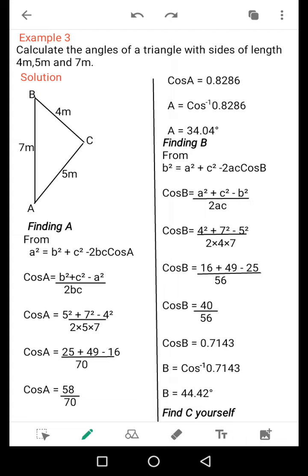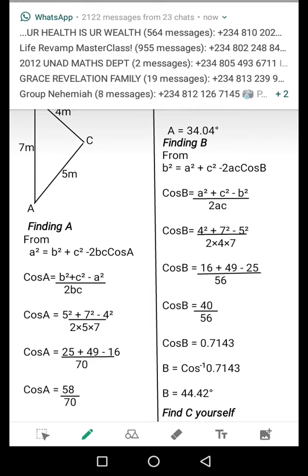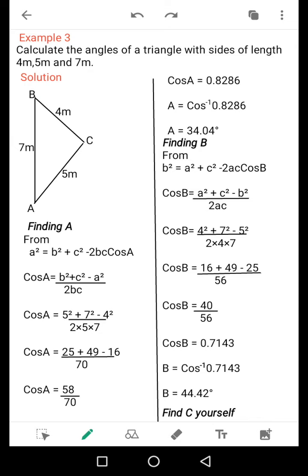So here we have example 3. We have to calculate the angles of a triangle with sides of length 4 meters, 5 meters, and 7 meters. That is, we have to calculate all the angles of this triangle. So we are given all the sides. Don't forget that one of the yardsticks to using cosine rule is that you must be given all the 3 sides. And if you are not given all the 3 sides, you must be given 2 sides with at least one angle. That is, the angle must be the angle of the side that is opposite to the unknown side.